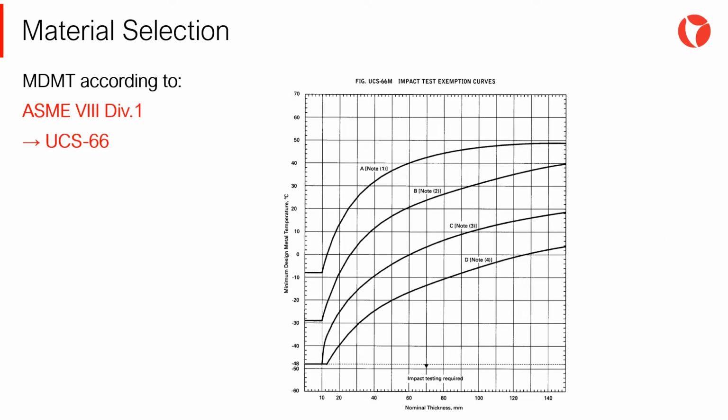The MDMT is determined as indicated in section UCS-66 of the ASME code. This section presents characteristic curves for each material, where the curves indicate the minimum design metal temperature, MDMT, depending on the material and the thickness of the component. These curves have been obtained through tests and equipment experiences operating satisfactorily.